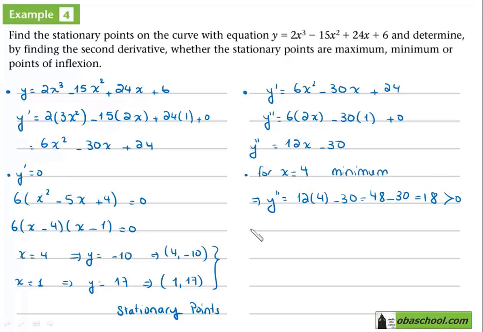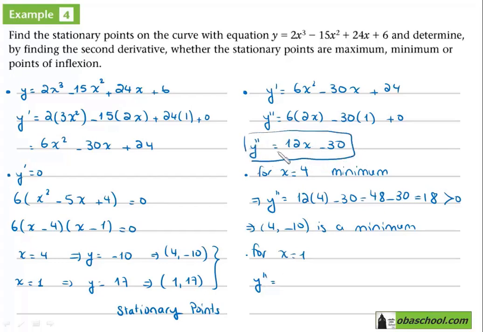So it implies the following. (4, minus 10) is a minimum. Now, for x equals 1. y double prime equals 12 times 1 minus 30. So we need to substitute it here. The answer is minus 18. So this is negative. That means the point (1, 17) is a maximum. In this way, we calculated the maximum and the minimum by using the second derivative.